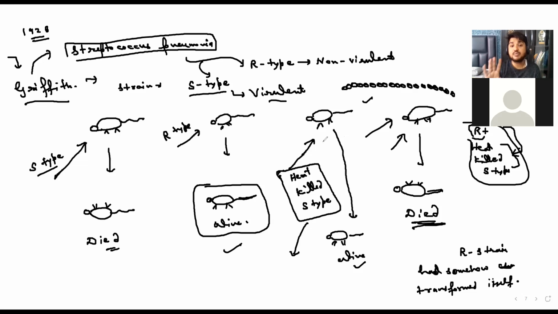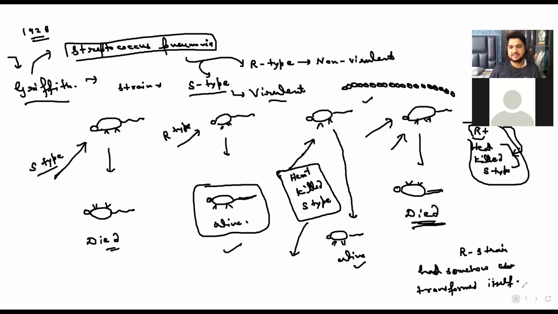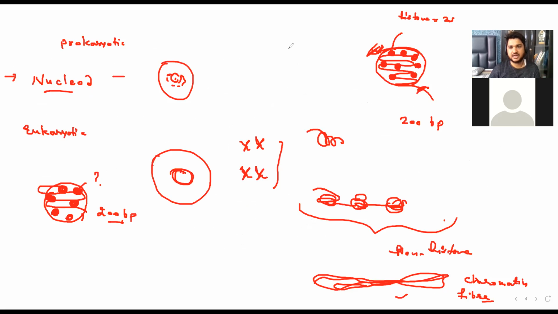So how many strains did he prepare in his experiment? Four. First simple S, then R, then heat-killed S, and then combined. And finally he concluded that DNA is genetic. Although people were not satisfied, so they performed many experiments also. The rest we will discuss in the next class, and we will follow the new schedule.